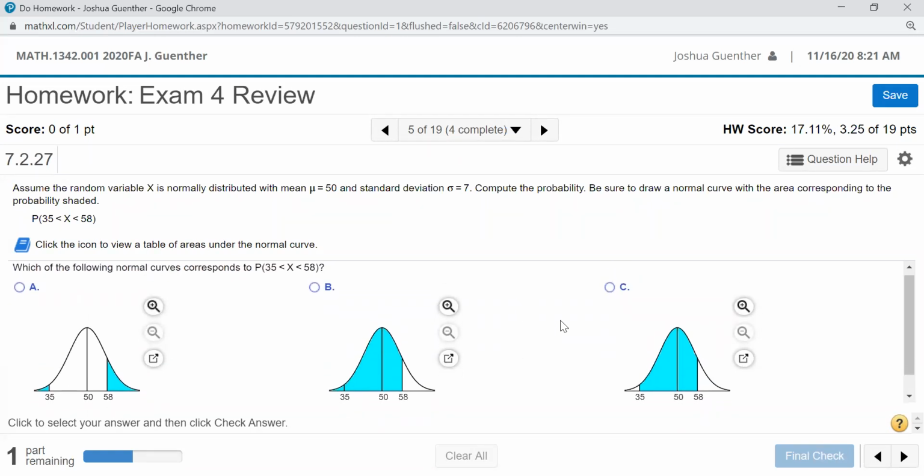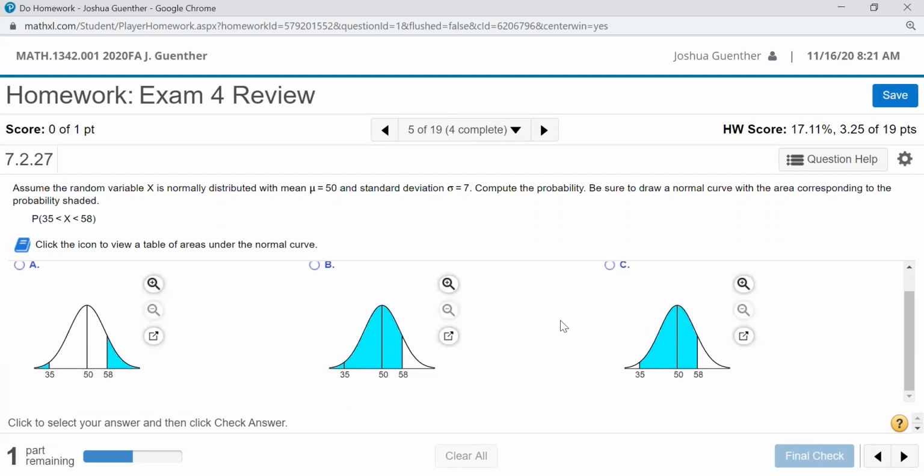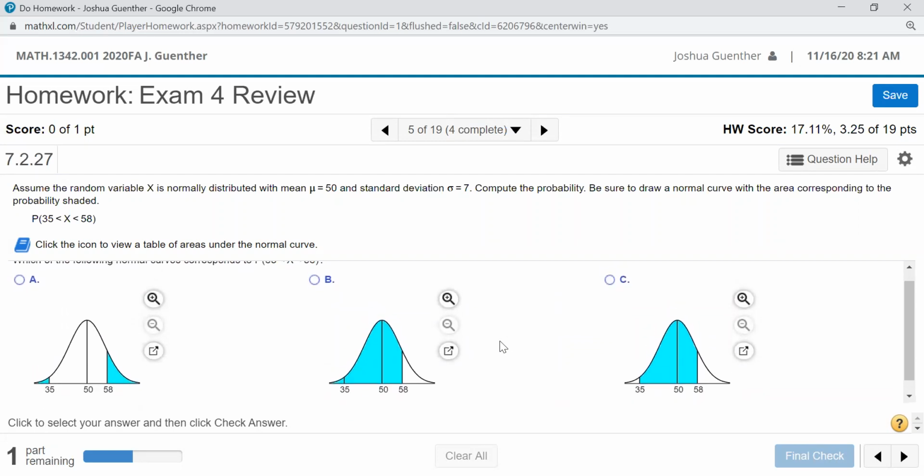Assume the random variable x is normally distributed with a mean of 50 and standard deviation of 7. Compute the probability. First, we're going to pick the normal curve that represents the probability that x is between 35 and 58. Remember the mean and standard deviation are 50 and 7. So we want to find the area that is between 35 and 58. It's clearly got to be part C here. It's got to be choice C.